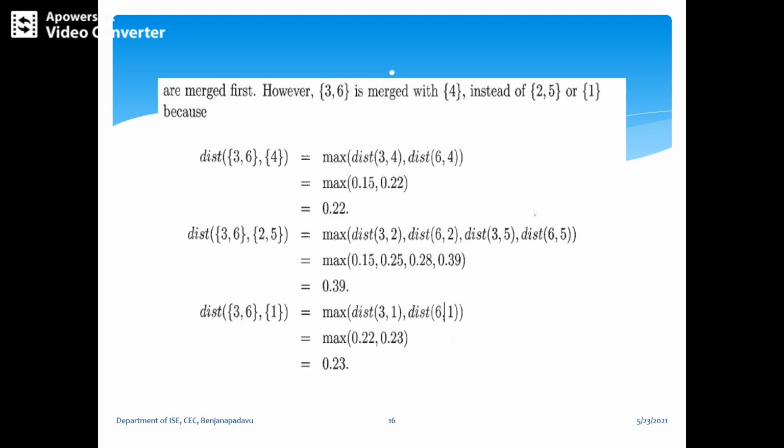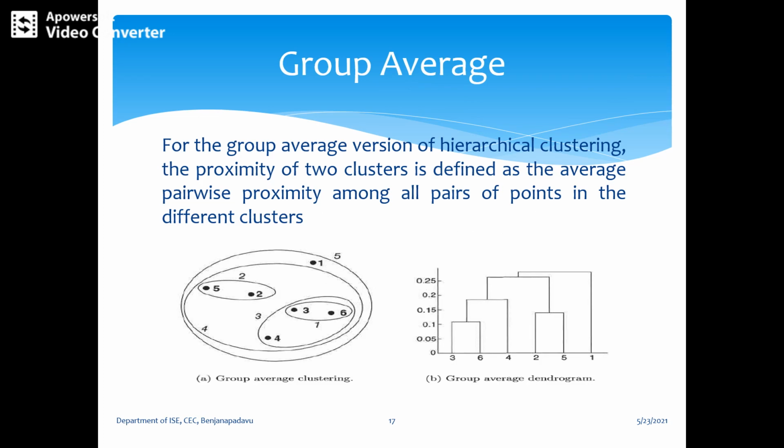Next is the distance of 3, 6 and 1. This is the maximum of the distance of 3, 1 and the distance of 6, 1. The 3, 1 Euclidean distance is 0.22 and the distance of 6, 1 is 0.23. So the maximum distance for 3, 6 and 1 is 0.23. So this is about complete link, which we can also call max or clique. Now we are going to see the next slide, group average.